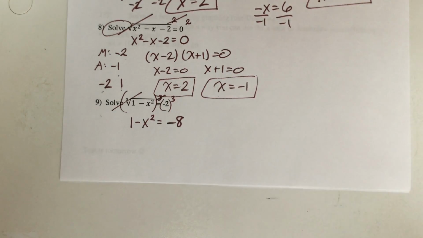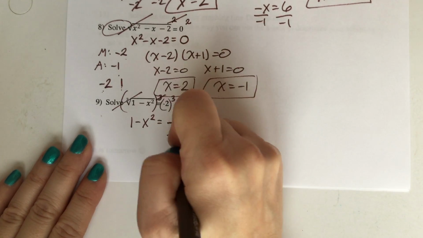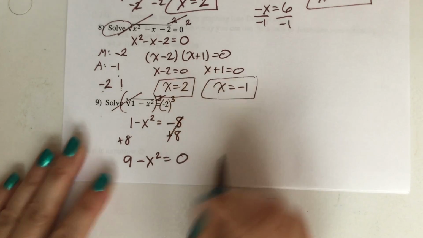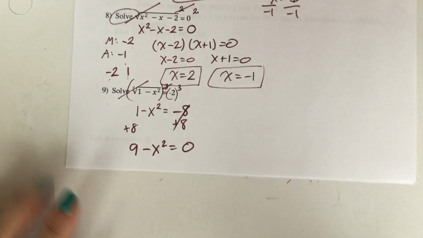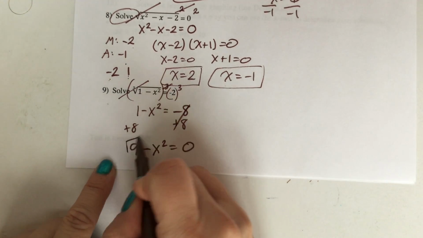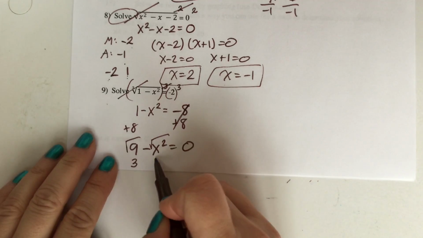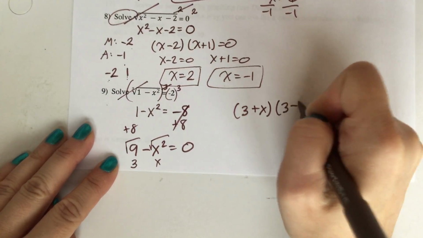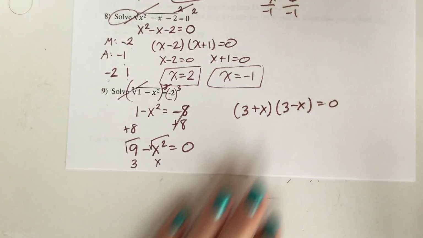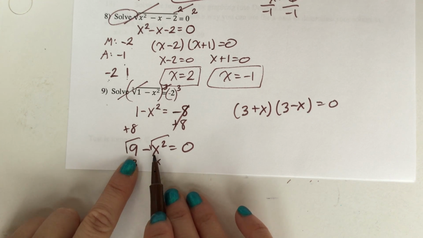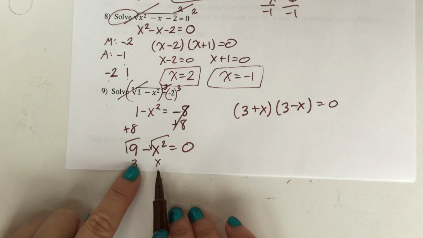Now what I need to do is go ahead and get this set equal to 0. If I add 8 to each side, I have 9 minus x squared. I can do the difference of squares here, because I have two terms with a minus in between. I can take the square root of 9 and get a 3. I can take the square root of x squared and get an x. So this is (3 + x)(3 - x). It's okay that the number comes first because the number came first in our equation. So you have to keep it in the order that it is here. That's why it's 3 plus x, 3 minus x.